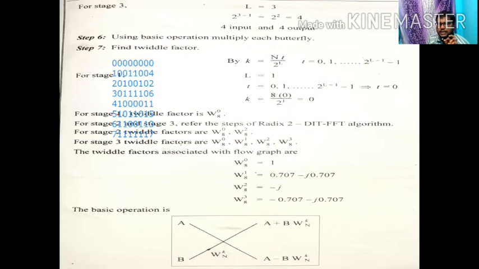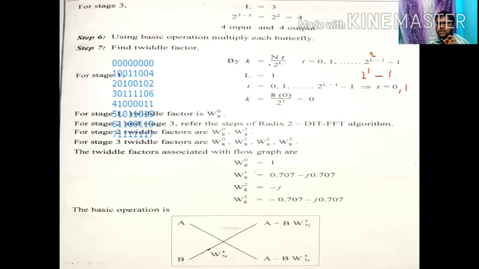Next, similarly, calculate for stage 2. For stage 2, L is equal to 2. So now it becomes 2 power 2 minus 1, which is 2 power 1, then minus 1. So the t range starts from 0 and ends with 1. So 0 and 1, here we have two values.